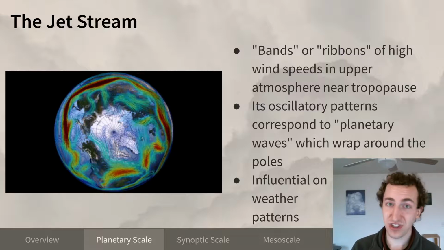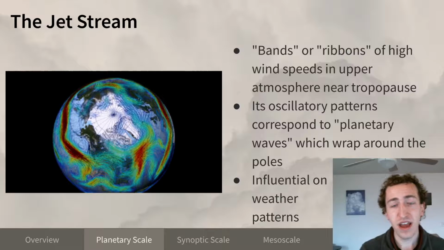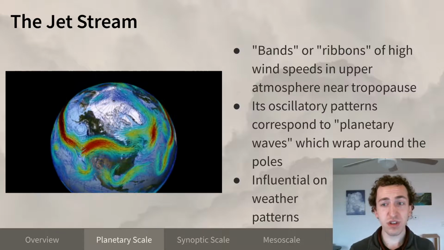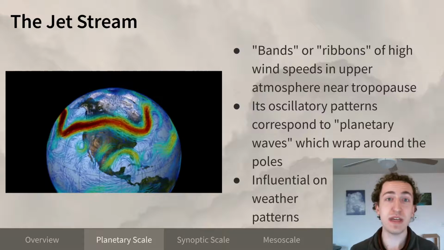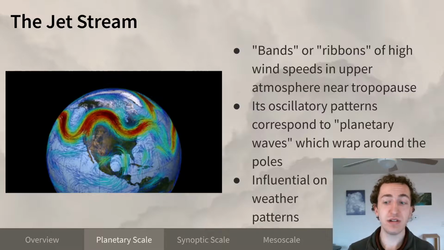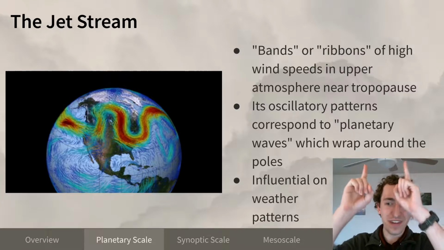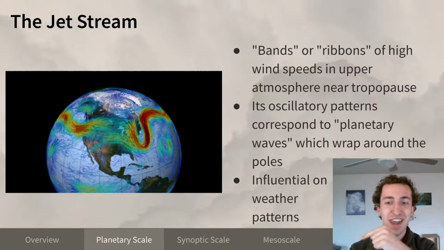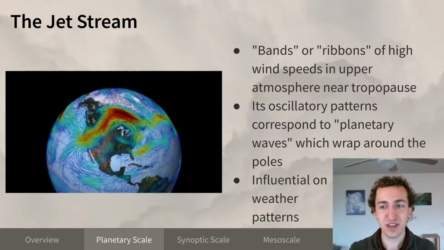And so does the jet stream. Well, we talked about those jets in the upper atmosphere. And the jet stream really refers to bands or ribbons of localized high wind speeds in the upper atmosphere near the tropopause. And again, another linked video either up there or down there can go into some really good details about the jet stream if you're interested.